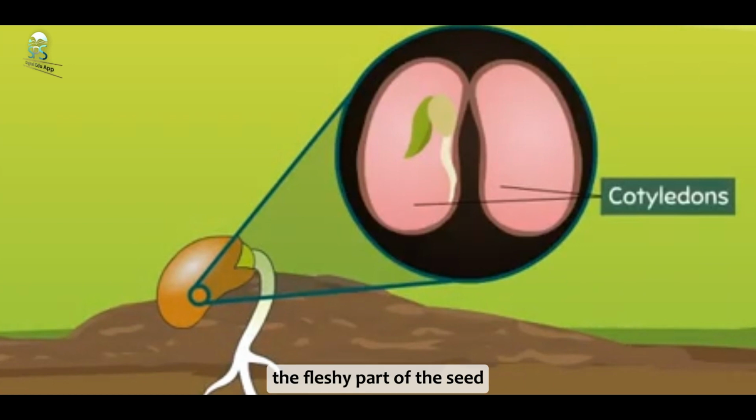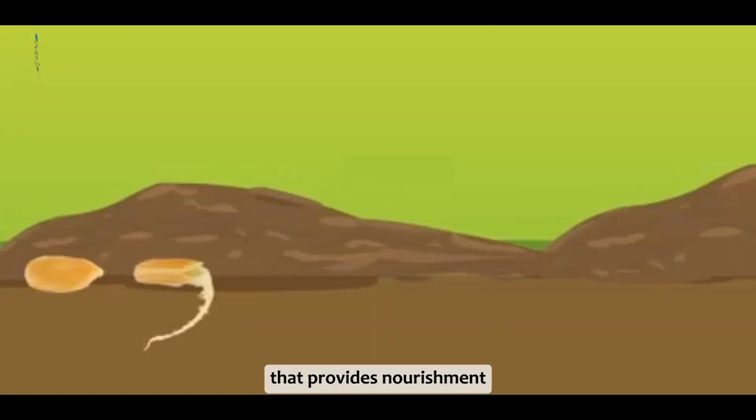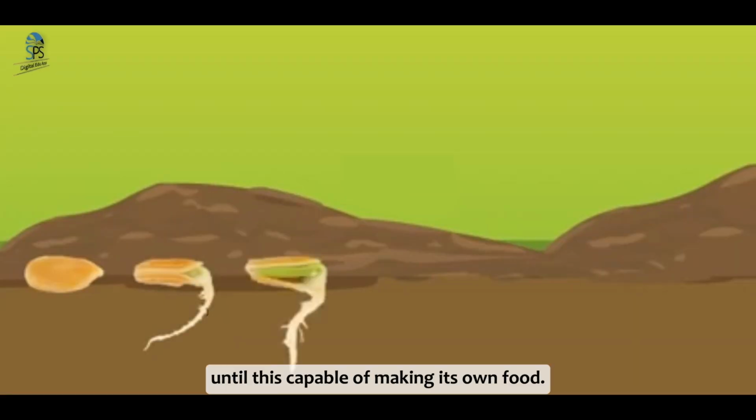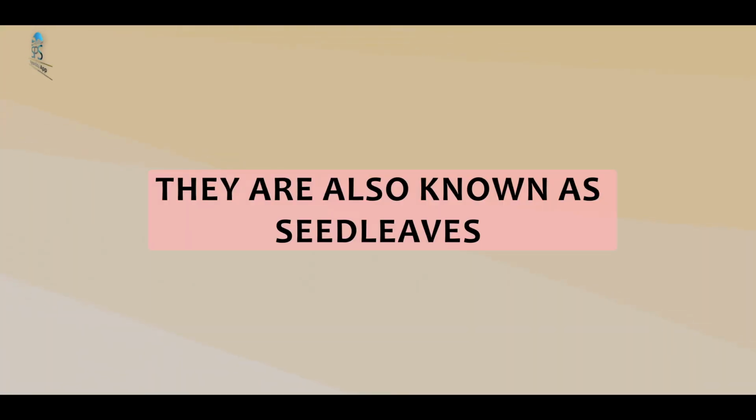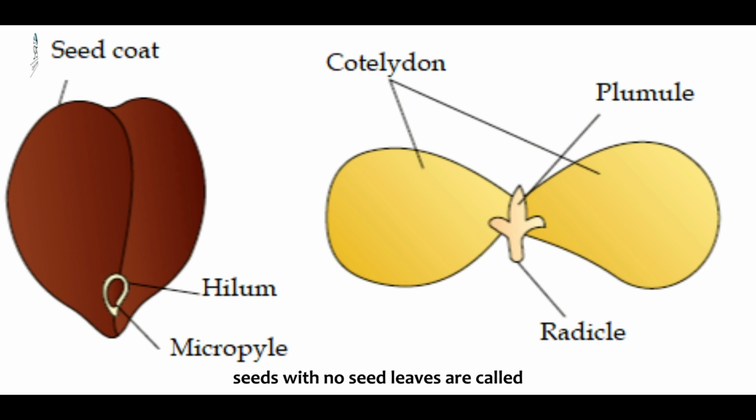Cotyledons. Cotyledons are the fleshy part of the seed that provide nourishment to the young plant until it is capable of making its own food. They are also known as seed leaves. Seeds with no seed leaves are called dicot seed.